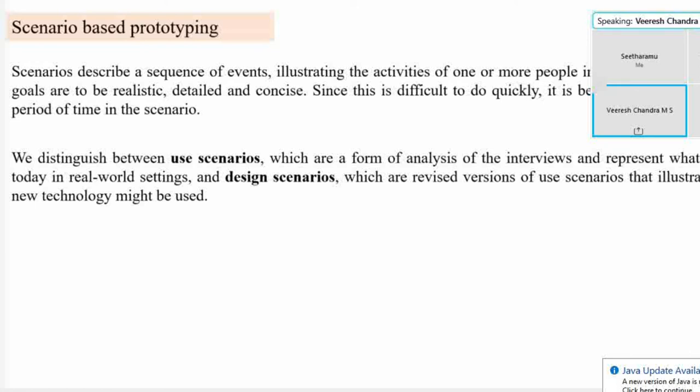See, he is playing a straight cut. He is playing a square cut. He is the batsman, and the bowler is bowling, let us say, an off spin or leg spin, whatever it is. So this is the use scenario which we have in our real world. But design scenarios are how exactly the new technology should be. It is the revised version of use scenarios.